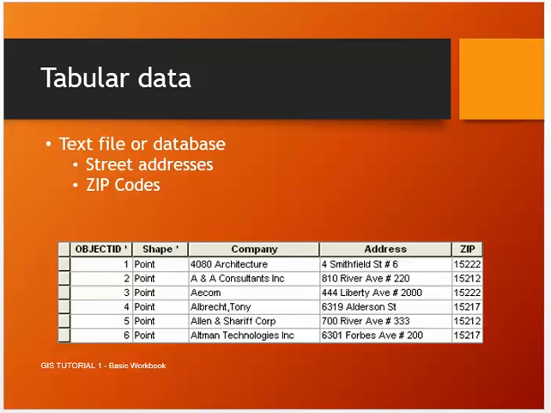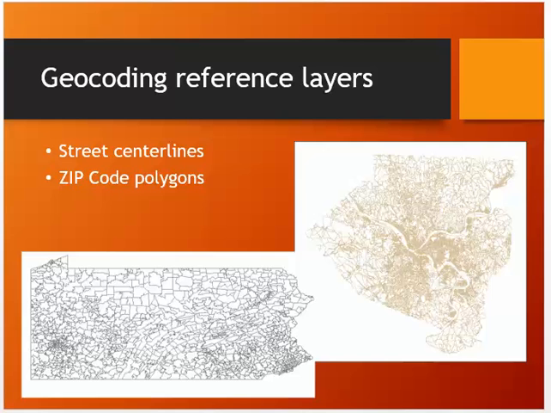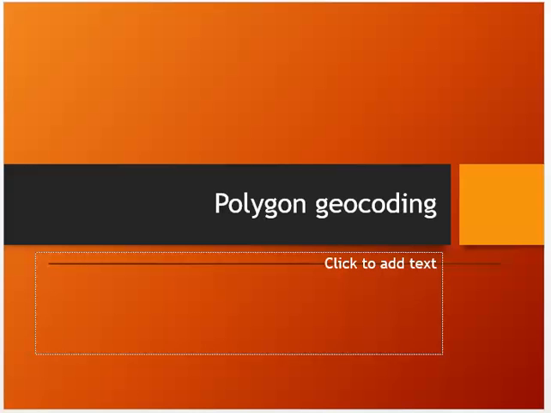So we start out with 2 basic pieces of information. We start out with our data table, text file, database, whatever, that has information in it. In this case, we have company names, their address, and the zip code. The second piece of information we need is the reference layer that we're going to use for the address geocoding: the street center lines, the zip code polygons, whatever scale we're actually doing the geocoding on.